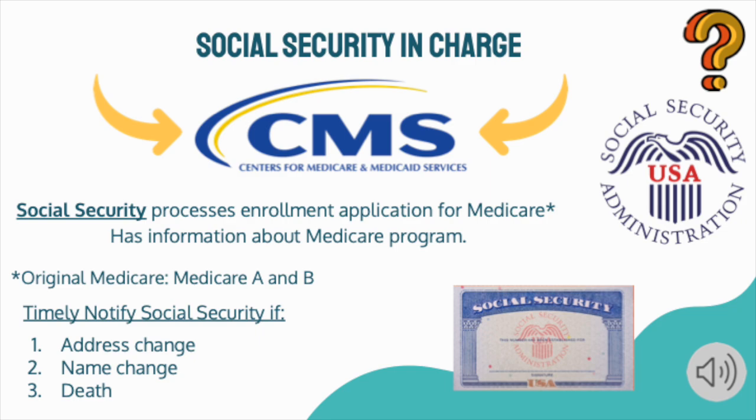Now that we have broken down the parts of Medicare, let's talk about who runs the program. So the Social Security Administration is actually in charge of the Centers for Medicare and Medicaid Services, also known as CMS. Social Security processes the enrollment application for Original Medicare, Parts A and B, and has information about the Medicare program. It is always important to notify Social Security in a timely manner about any address changes, name changes, or in time of death.